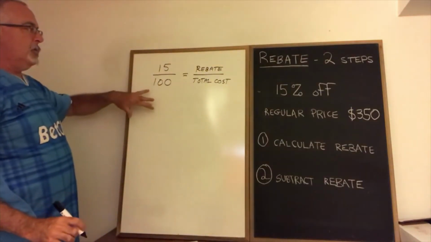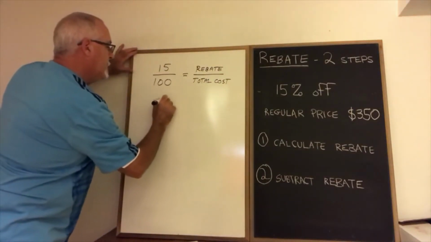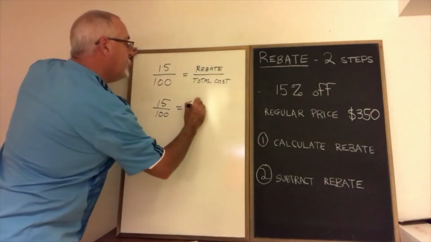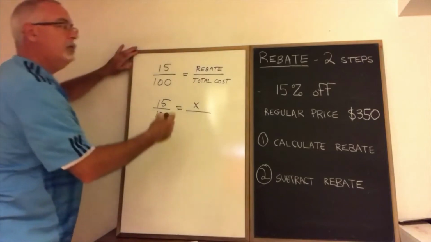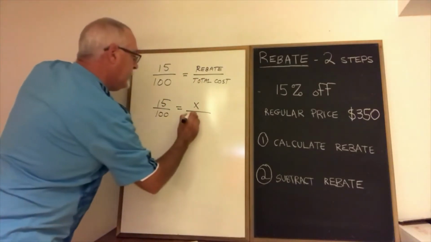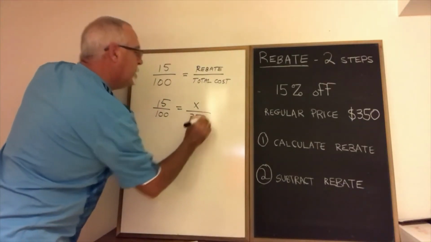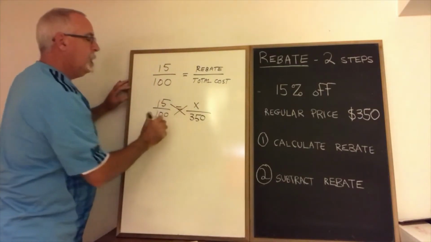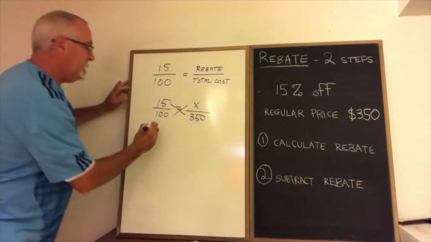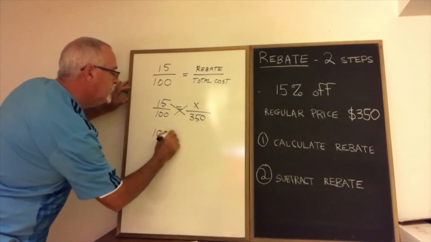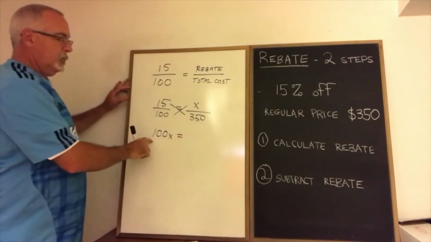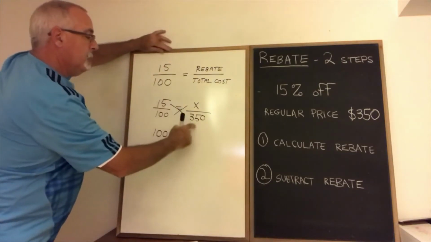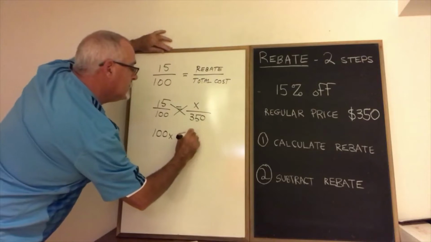So in this situation, we have 15 over 100 equals the rebate, which is our unknown, over the total cost, which is 350. And we solve a proportion by cross multiplying. The bottom times the top gives me 100 times x, which we write as 100x. And then the top times the bottom is 15 times 350.